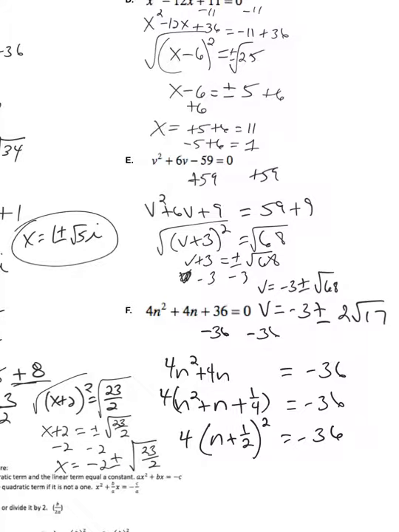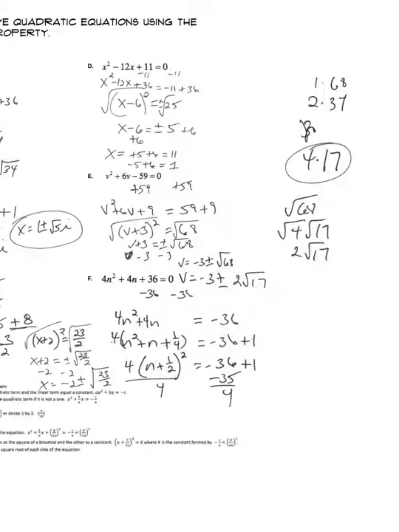Oh, wait a minute. If I added 4 here, I need to compensate for it on the other side. 4 times 1/4 is 1. So I have to add 1 over here. So now I have not actually negative 36, but I have negative 35 that I'm going to divide by 4. Okay. So I have n plus 1/2 squared equals 35 over 4.